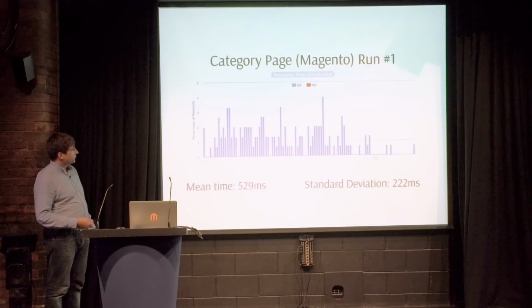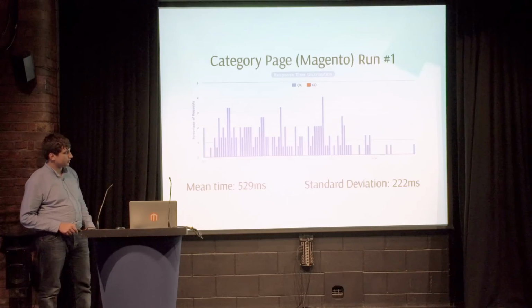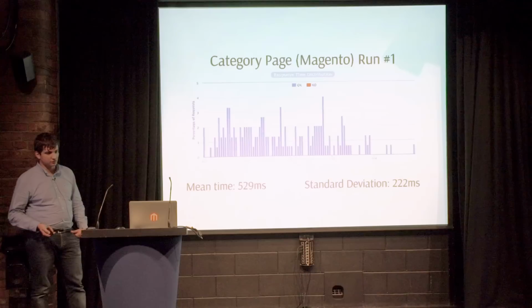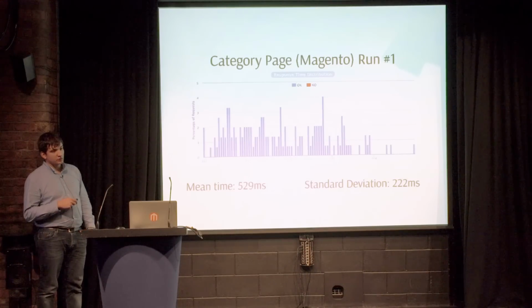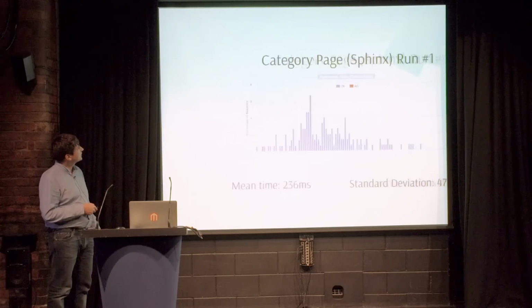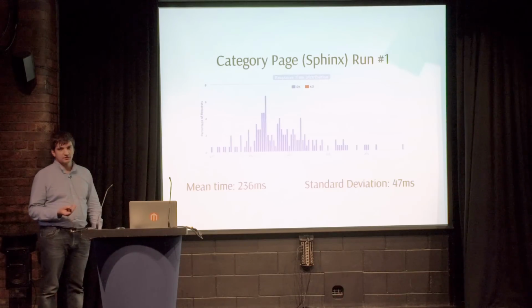And Magento first run was still quite okay, like it's 529 milliseconds with a deviation time of 222 milliseconds. So not that bad for 22,000 SKUs. But this is only when you have the flat version of the catalog enabled. And then I did the same task for Sphinx, and here I was amazed.